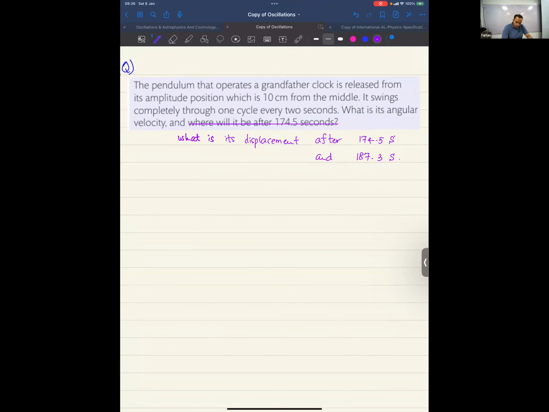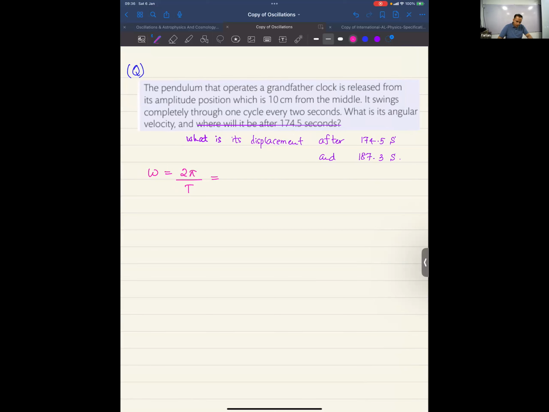Right. So guys, the angular velocity omega will be 2 pi over T. So the time period is 2 seconds. It swings completely through one cycle every 2 seconds. So that means the time period is 2. So it will be 2 pi over 2. So that is pi radians per second. That is the angular velocity. Okay.